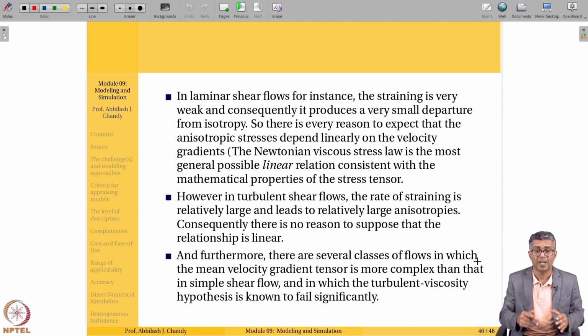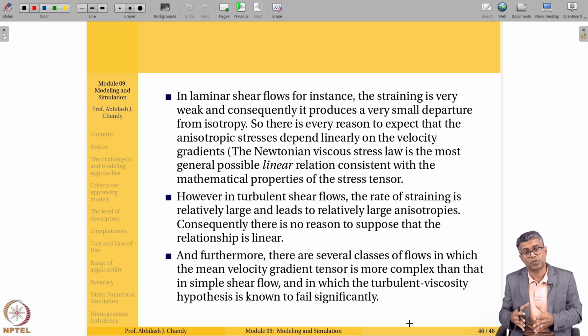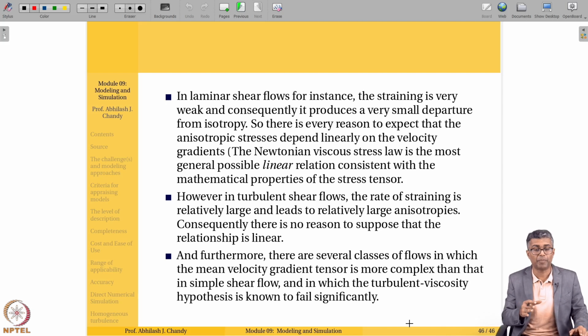However, in turbulent shear flows, the rate of straining is very large and leads to relatively large anisotropy. So there is no reason to assume that that relationship is linear, meaning a linear relationship between turbulent stress and turbulent strain. And in addition, there are several classes of flows in which the mean velocity gradient is much more complex than in a simple shear flow. And in those cases, this turbulent viscosity hypothesis would just not hold at all. So those are the limitations with the turbulent viscosity hypothesis, which we have seen through an example problem like the shear flow problem.